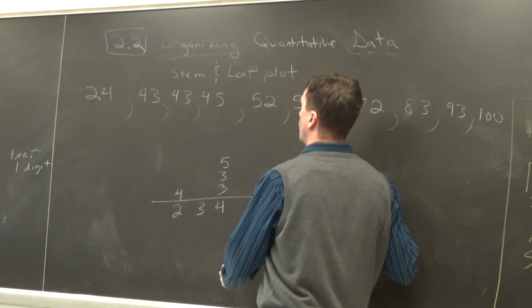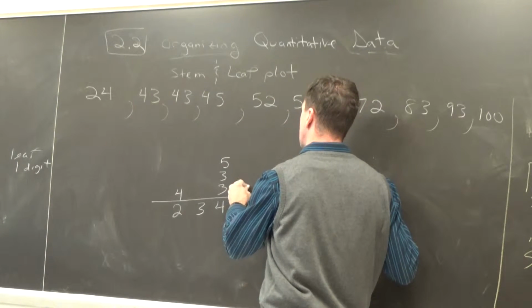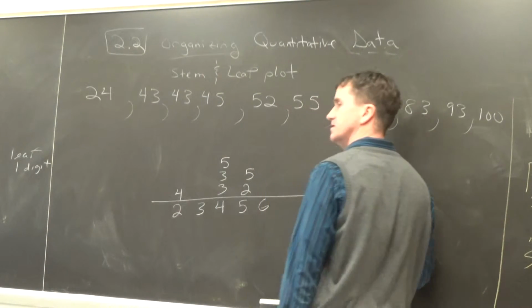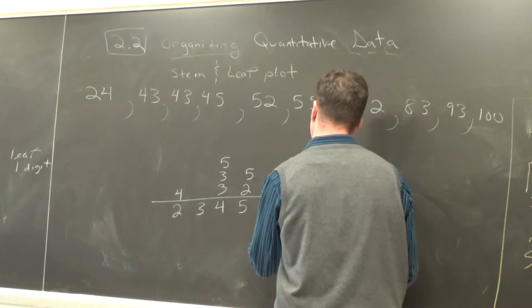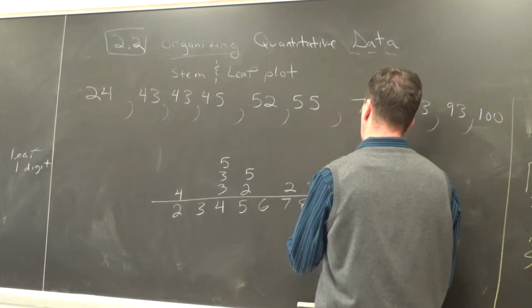All right. My next stem is a 5. What are the leaves? 2 and 5. Anything for the 60s? No. How about the 70s? 2. The 80s? The 90s?